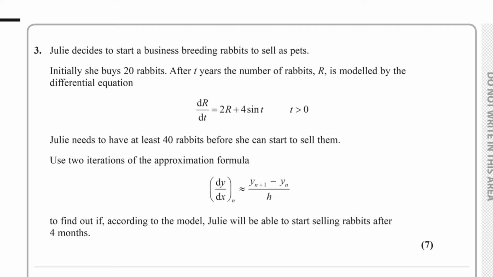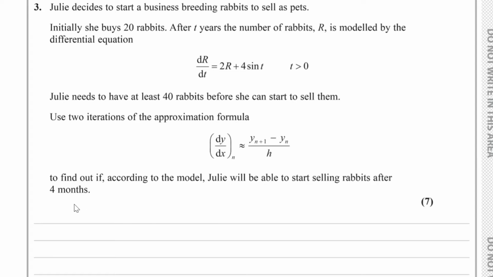So the first thing you need to recognise is, initially she buys 20 rabbits. So that tells us that t0 is equal to 0, and initially she buys 20 rabbits, so R0 is equal to 20. And we're looking to find out how many rabbits there are after 2 iterations.